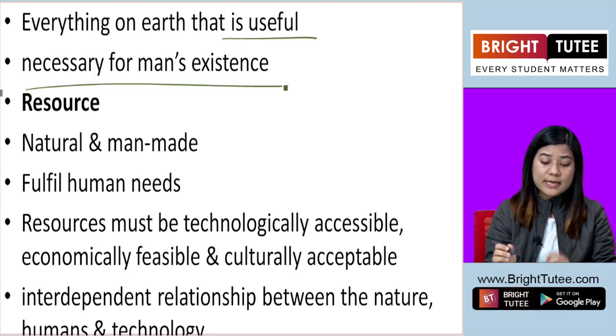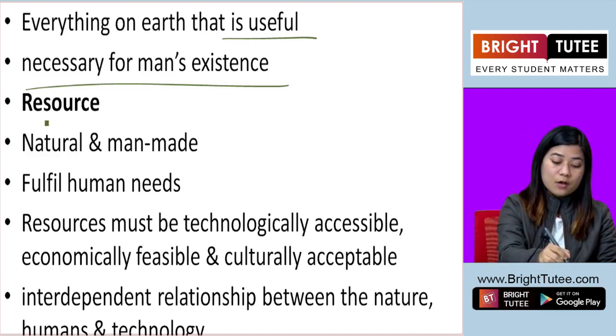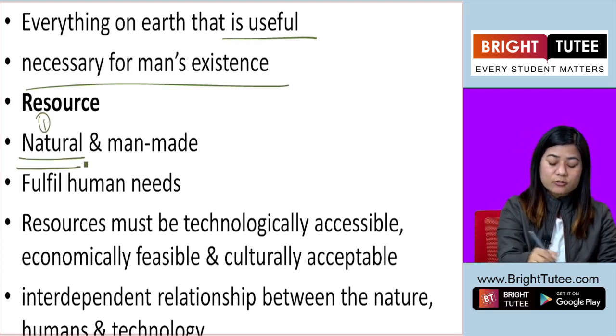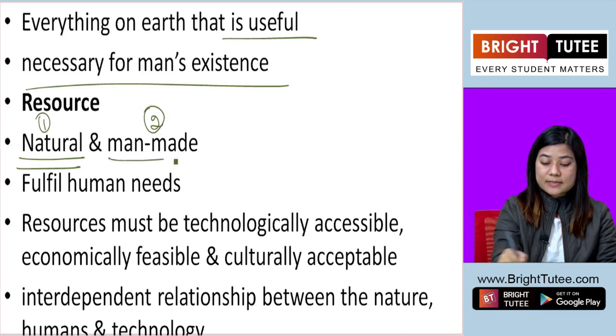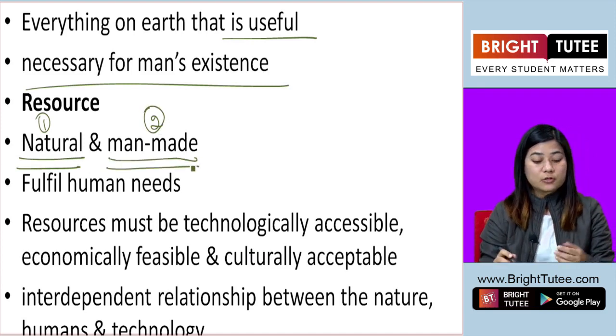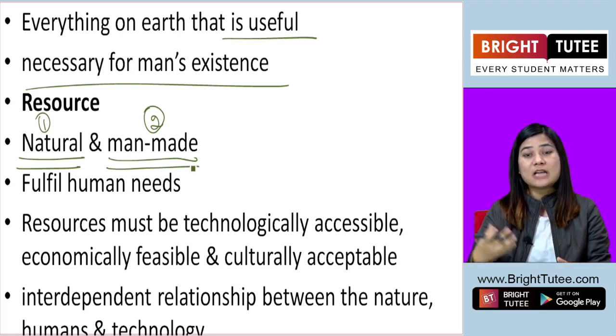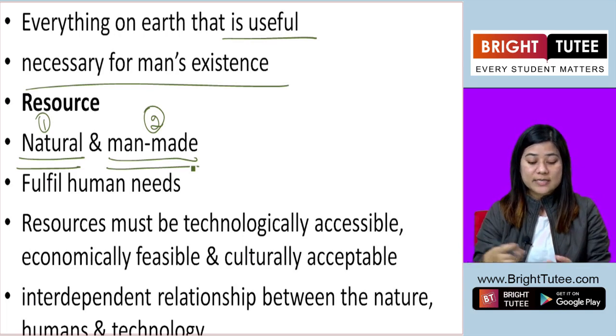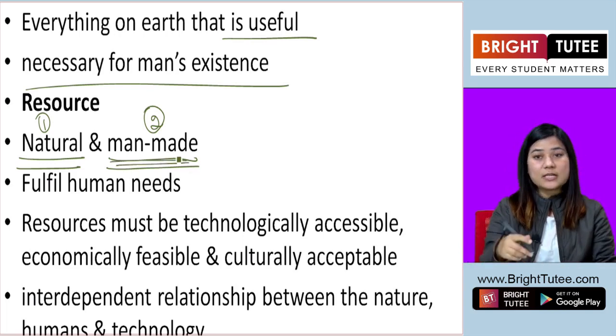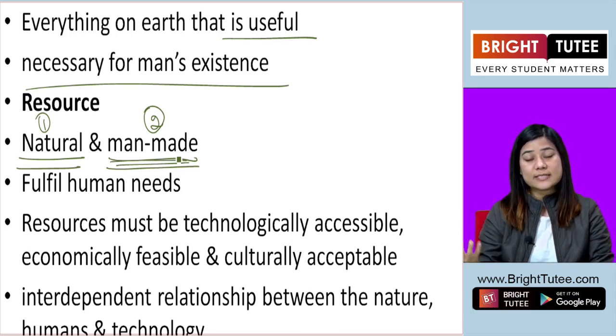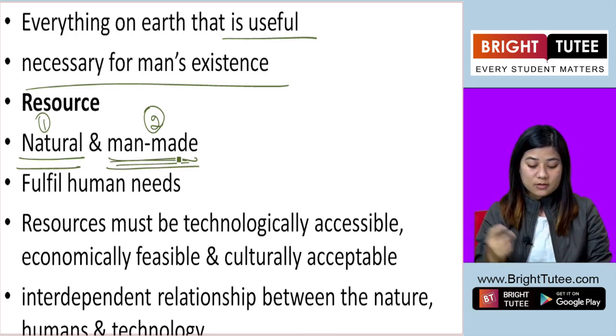Now, resources can be of mainly two types. First is natural resource and the second type is man-made resource. By the name itself, natural means which is not made by human beings, which is not produced artificially by human beings. It's naturally available, right? And man-made resources are produced, created by human beings, okay?